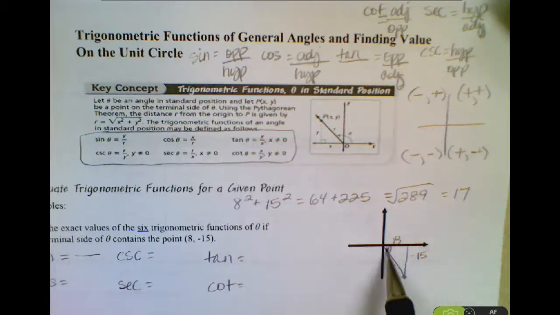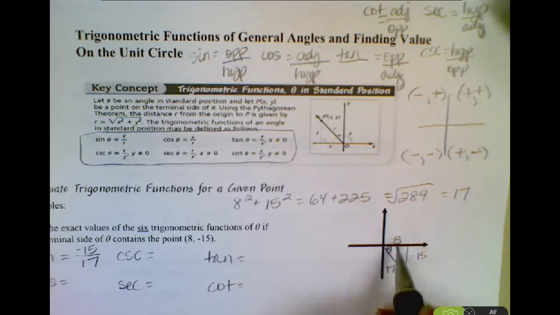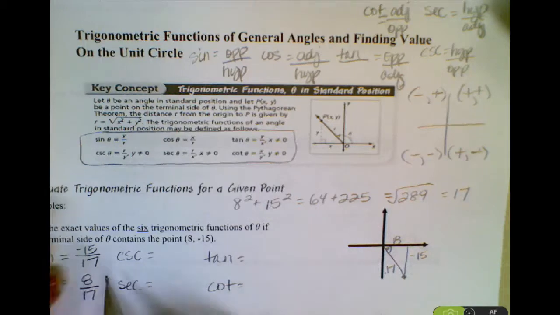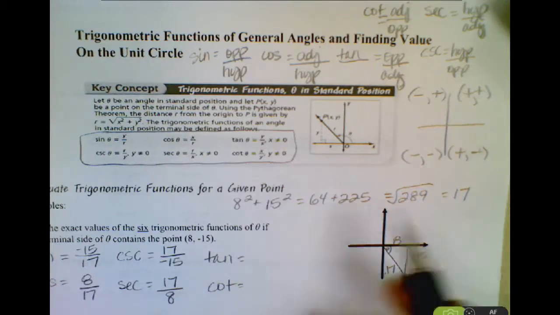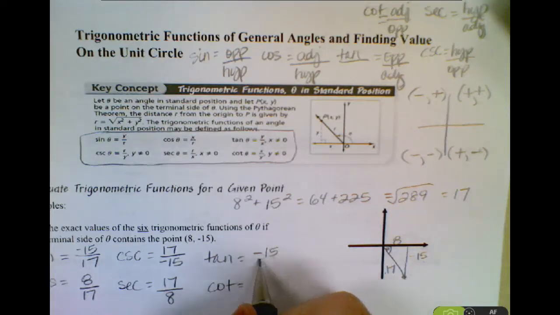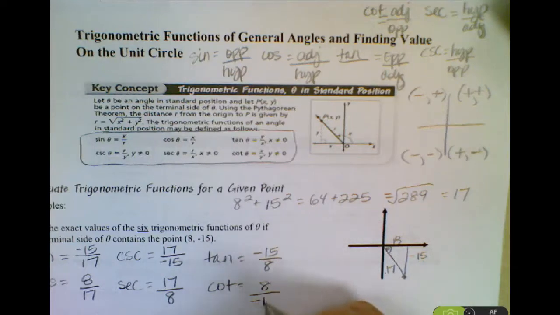So our opposite over hypotenuse, sine, would be negative 15 over 17. Cosine would be adjacent over hypotenuse, so 8 over 17. Cosecant would be the reciprocal of sine, so 17 over negative 15. Secant is the inverse of cosine, so 17 over 8. Our tangent would be opposite over adjacent, so negative 15 over 8, and cotangent would be the reciprocal of that, which is 8 over negative 15. Okay.